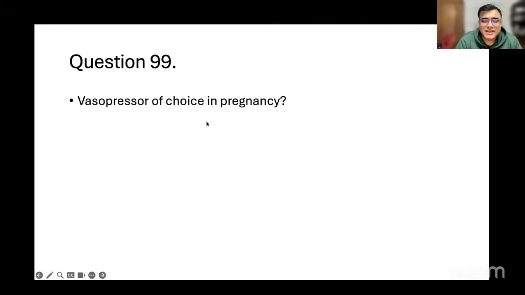Vasopressor of choice in pregnancy: norepinephrine is usually the first-line pressor in sepsis in pregnancy or any other scenario. So norepinephrine would have been one of the options, which becomes the correct option.